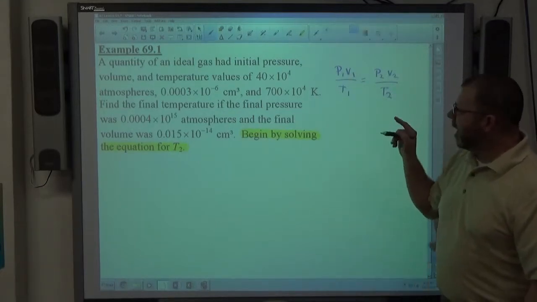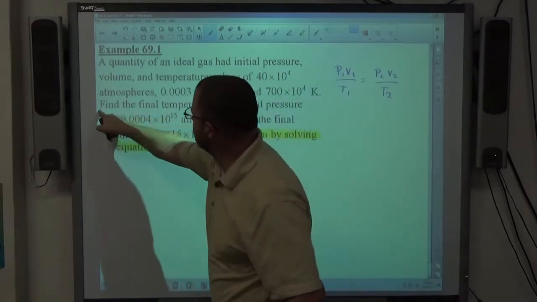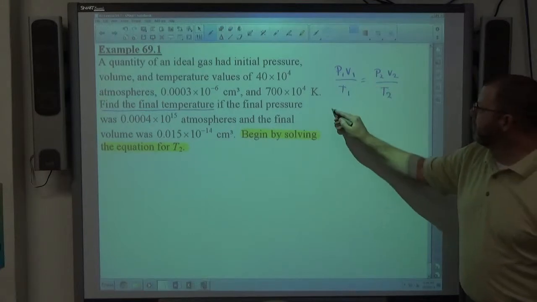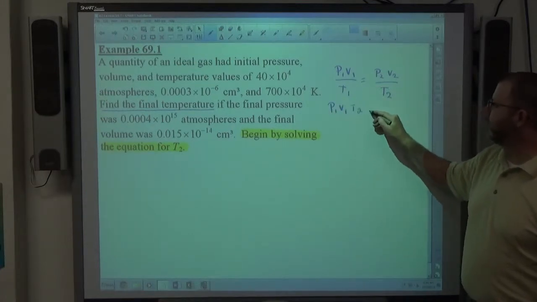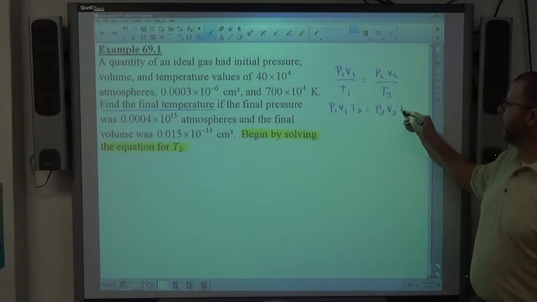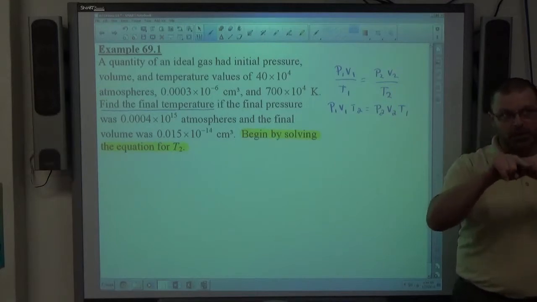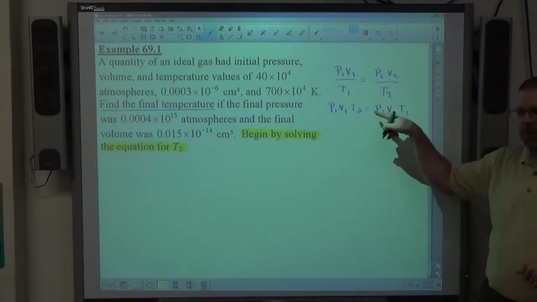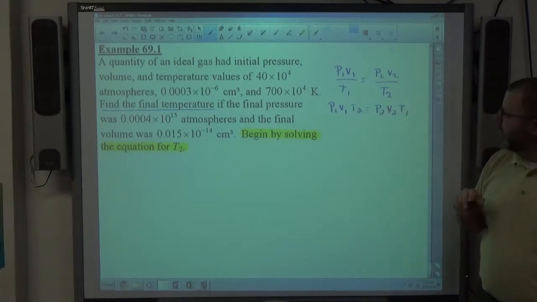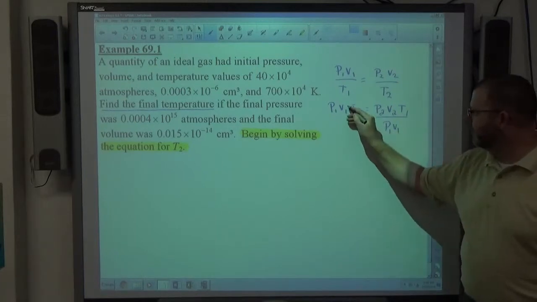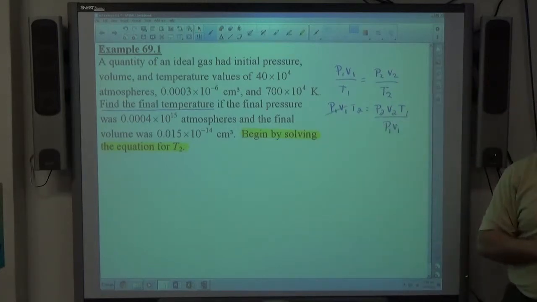It says find the final temperature. Final temperature is T2. So if I cross multiply this, I get P1 V1 T2 equals P2 V2 T1. Simple cross multiply there, right? Pay attention to the subscripts, and make sure you make them subscripts. I see it quite often: people will write T2 as T squared instead of T sub 2, but they're all subscripted variables here, so put them below. If I want T2 equals, I just divide both sides by P1 V1. And just like that, I've got a formula for T sub 2.